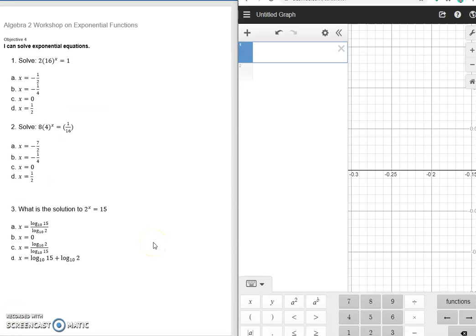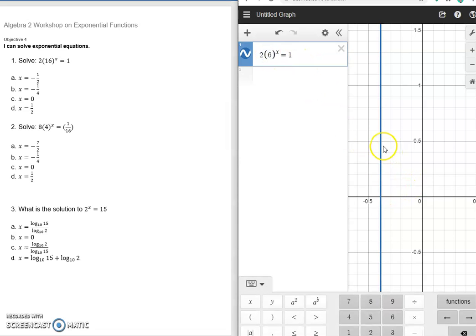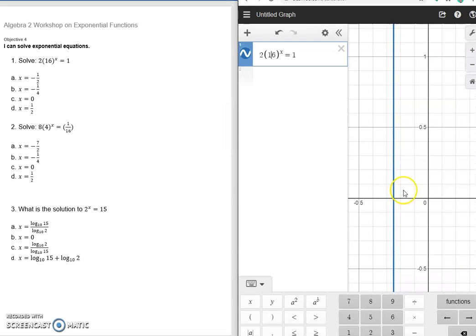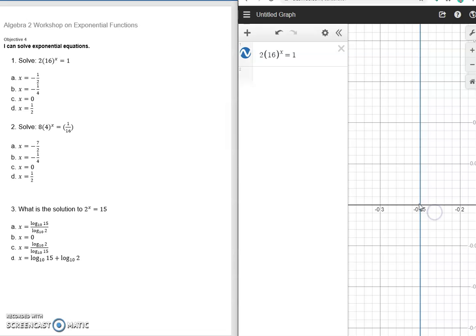All right, let us now do objective 4. I can solve exponential equations. Let us begin with number 1. I'm going to show you this first on Desmos, and then I will have to show you this by hand. So let's begin plugging this in on Desmos. All right, after plugging it in on Desmos, this showed up, and we will have to look for that number, and that is negative 1/4. The answer, therefore, is letter B.